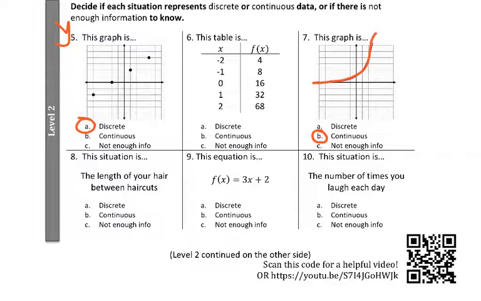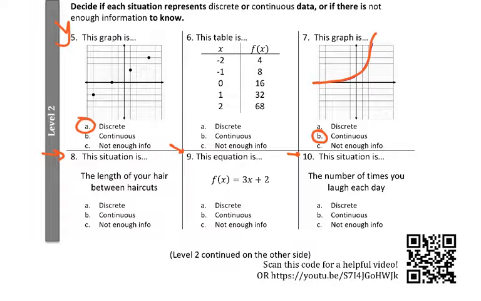So I'm going to have you do questions 8 and 10 alone. But what you want to ask yourself is, the thing you're looking at, is it something that you're counting, or is it something that you're measuring? If it's something that you're counting, it's going to be discrete. If it's something that you're measuring, then it's going to be continuous.